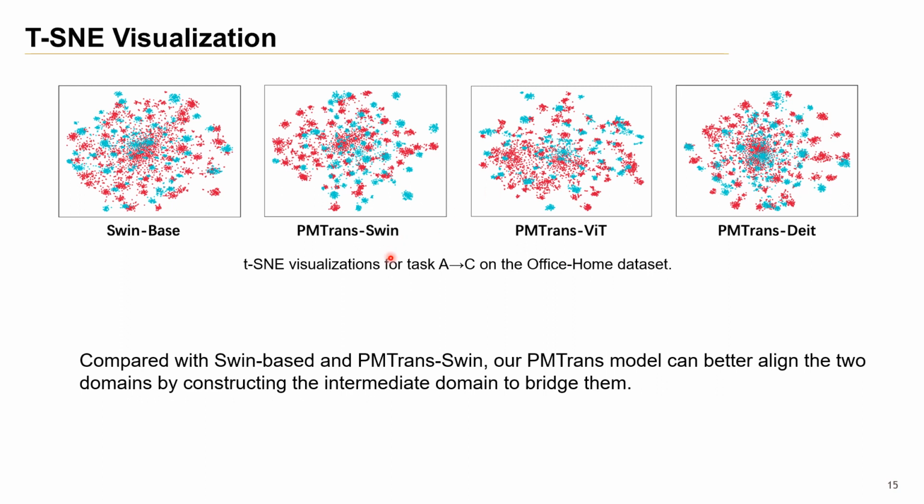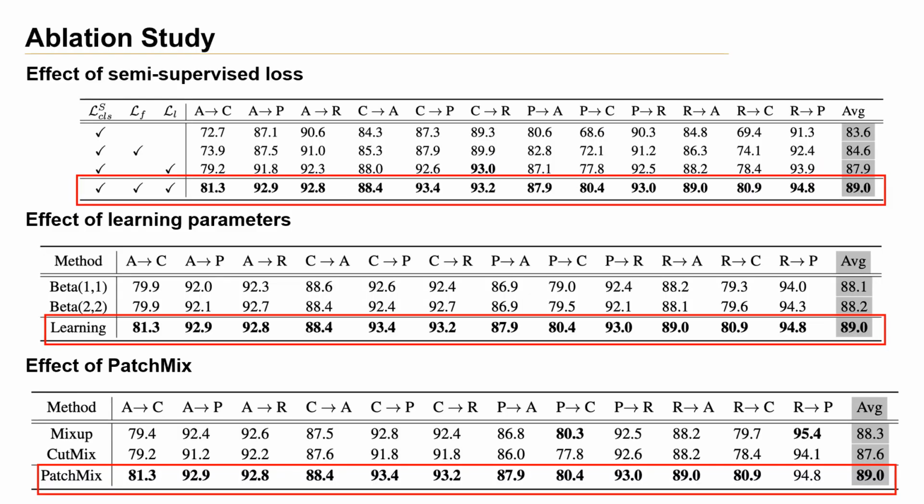This figure shows t-SNE visualization. Compared with Swin-based and PM-Trans Swin, our PM-Trans can better align the two domains by constructing the intermediate domain to bridge them. There are some ablation studies about our proposed PM-Trans, like the effect of semi-supervised loss, the effect of learning parameters, and the effect of PM-Trans compared with local and global mix-up methods.